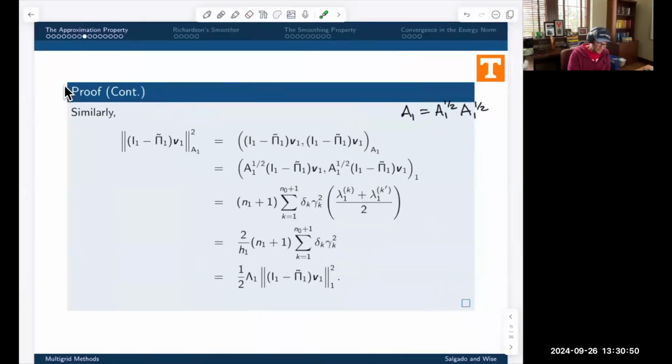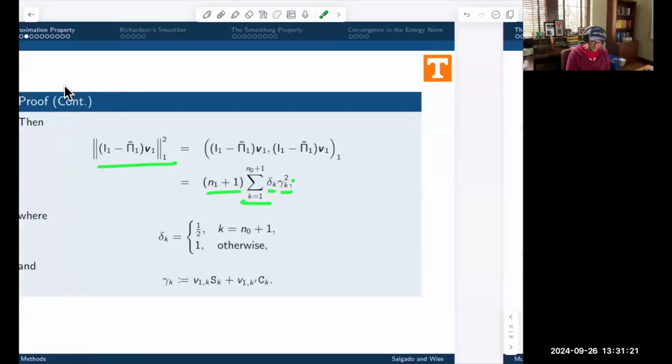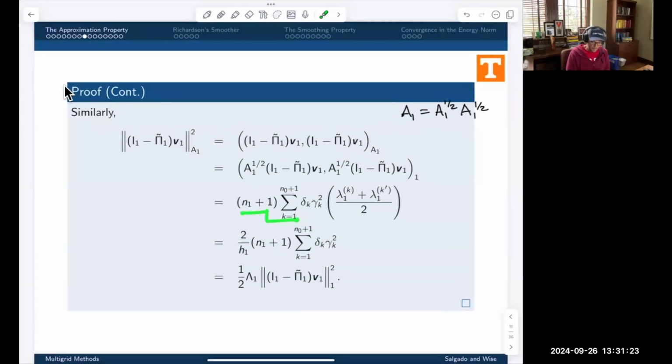It is a complicated piece of calculation, but now that I showed you in that other set of notes how to do it, I think you can figure it out. The interesting thing here is I get more or less exactly the same thing as I got previously. Now I'm computing in this energy norm. Previously, I got n1 plus 1, the sum of delta k gamma k squared for this norm. Well, notice I get the same thing back, but plus this extra bit of business.